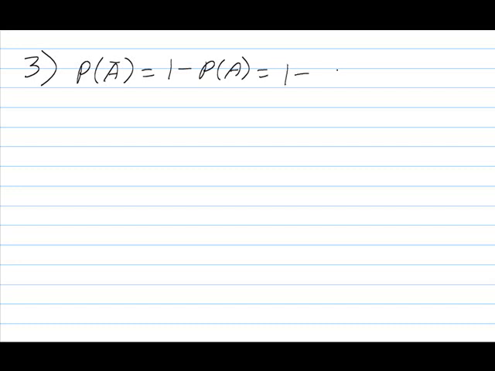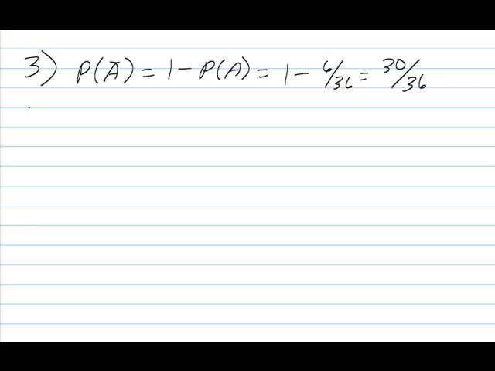In this case, the probability of A was 6 over 36. So if we take 1 minus 6 over 36, or basically 36 over 36 minus 6 over 36, then that gives us 30 over 36, which is exactly what we said the complement of A should be.